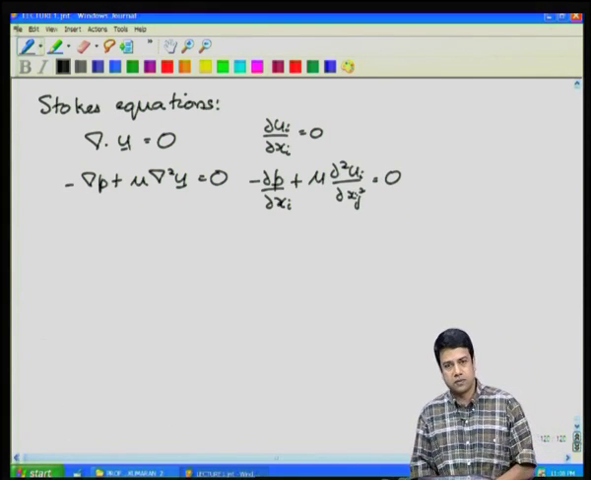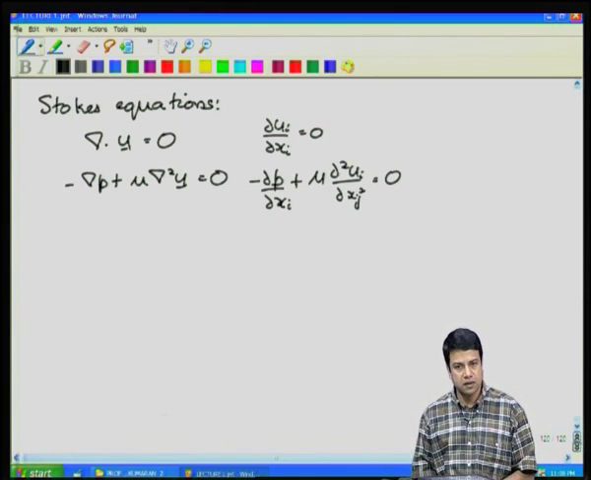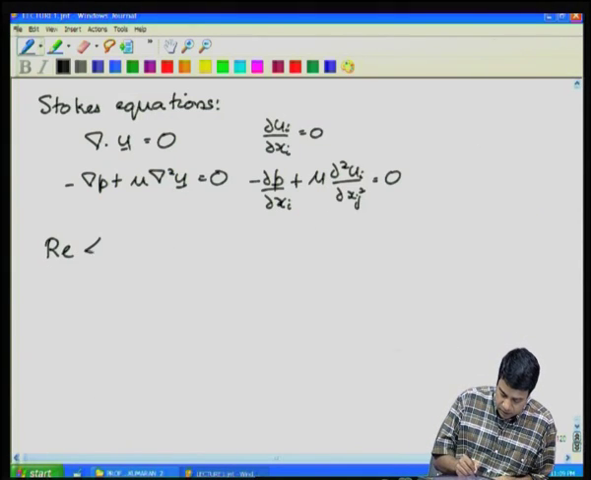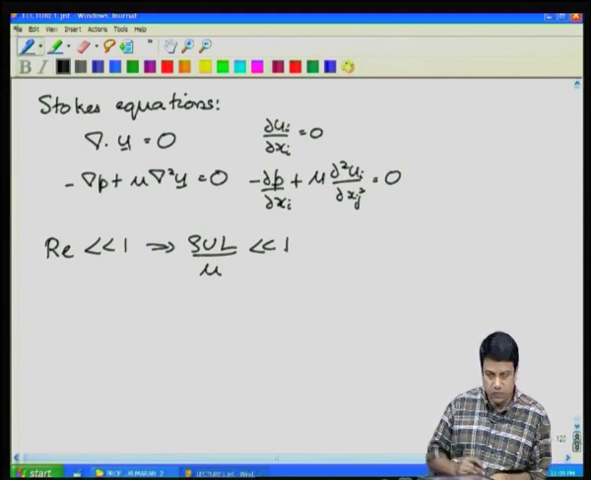Okay. So, those are the Stokes equations. First, let us look at some idea of where one encounters this low Reynolds number regime. Re is less than 1, which implies that rho u L by mu is small compared to 1.